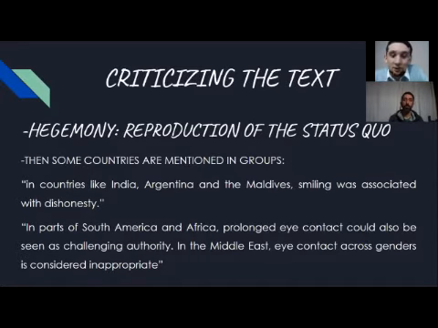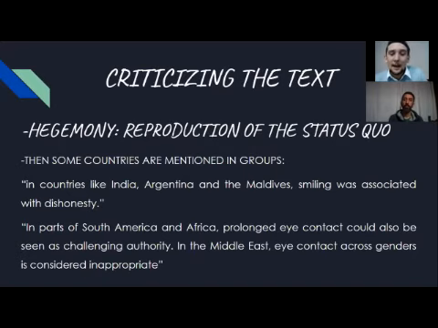And there are other countries which are mentioned in very big groups. For example, in countries like India, Argentina, and the Maldives, smiling was associated with dishonesty. Really? Do we Argentinians believe this? Do you think that Argentina, India, and the Maldives have cultural connections? I don't think so.